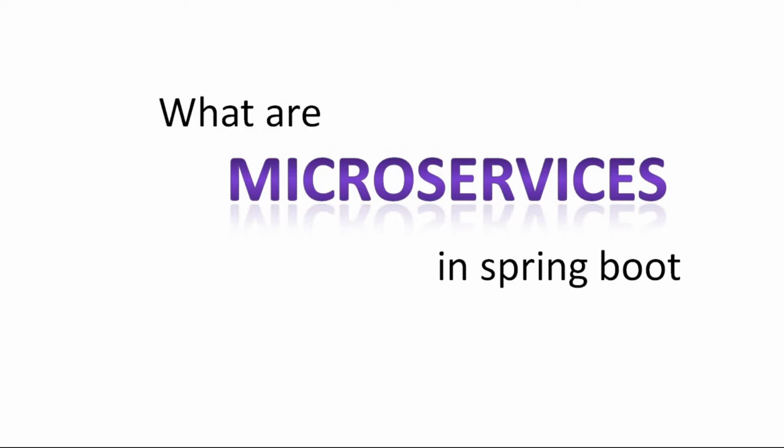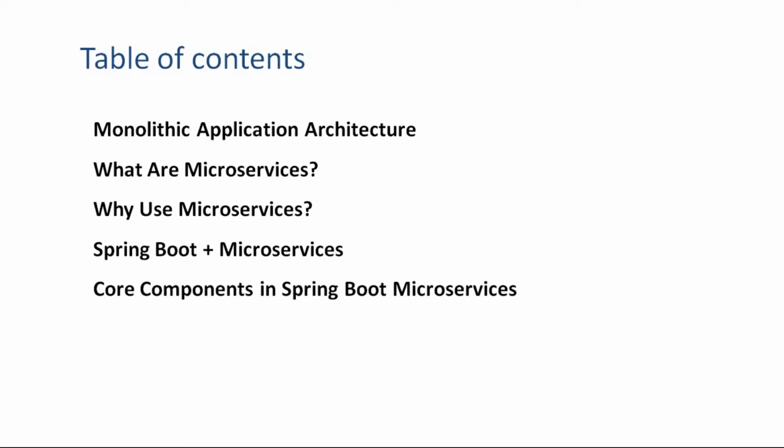Let's get started. Here's what we'll cover in this video. First, we'll start with monolithic application architecture to understand how traditional applications are built. Then we'll look at what microservices are and why we use microservices in modern development. After that, we'll see how Spring Boot fits into microservices and how it helps build them easily. Finally, we'll go through the core components used in Spring Boot microservices.